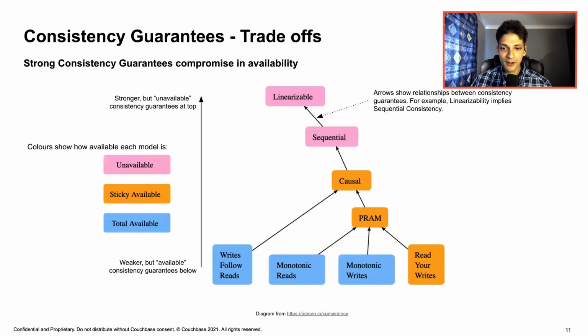This diagram of consistency hierarchies shows the guarantees below in orange and blue are weaker, but available. The guarantees at the top in pink are stronger, but instead are unavailable. They compromise on availability. The default configuration of Couchbase is eventually consistent and offers high availability and low latencies. Strong consistency guarantees are easier to work with, but enforcing them involves a communication overhead and compromises on availability.